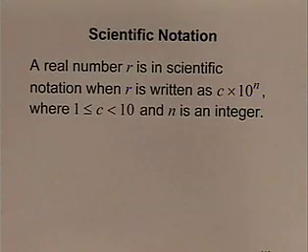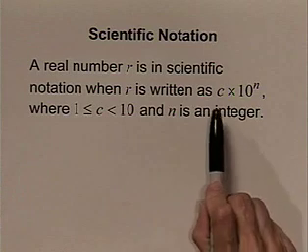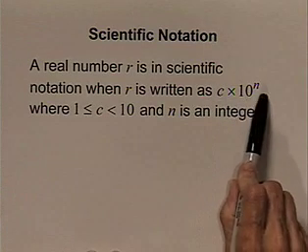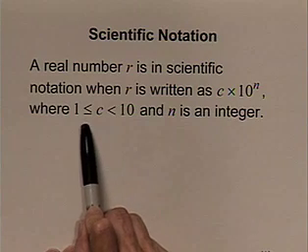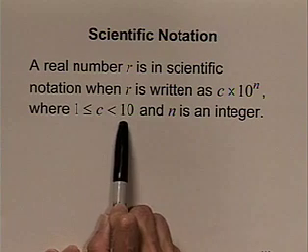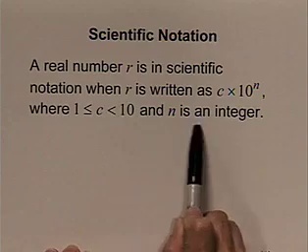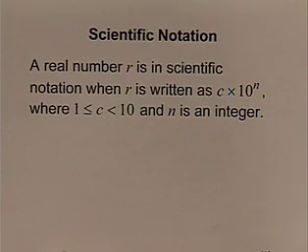Scientific notation. A real number r is in scientific notation when r is written as c times 10 to the n, where c is a number greater than or equal to 1 but strictly less than 10, and n is an integer. Let's look at some examples.